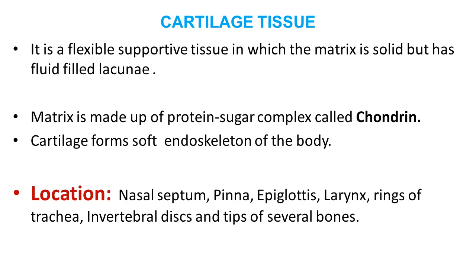The location where we can see this cartilage tissue in our body is wherever the soft areas we come across, those are referred to as cartilage. Examples are the nasal septum, ear pinna, epiglottis, larynx, rings of the trachea, intervertebral discs, and the tips of several bones, which are cartilage in nature.